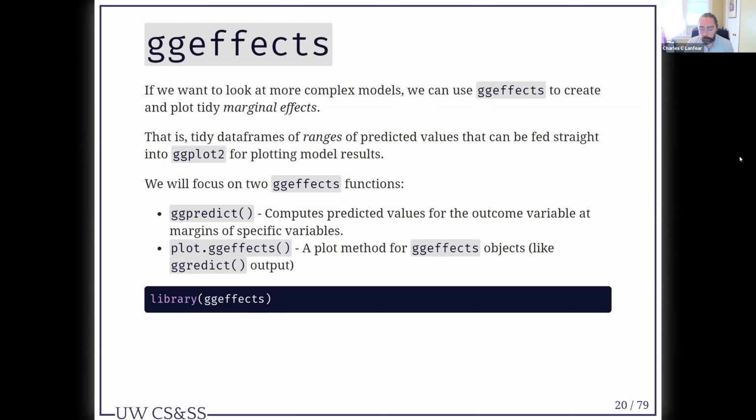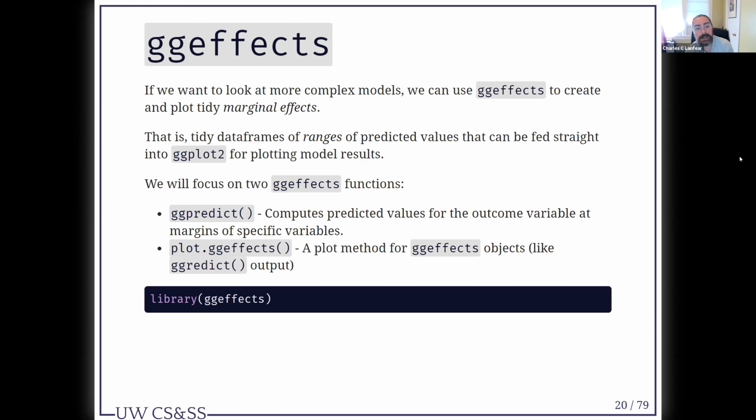So let's talk about the ggfx package. If we want to look at more complex models than what ggplot can handle, we can use ggfx to create and plot tidy marginal effects, which are essentially effects calculated from counterfactual values. So what ggfx will do is generate nice, tidy data frames of ranges of predicted values, which you can then feed straight into ggplot to plot model results.